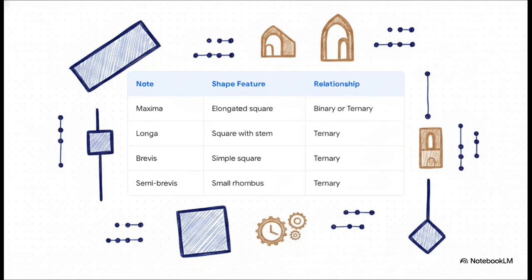You've got the maxima, which is an elongated square, the longa, a square with a stem, the brevis, just a simple square, and the semibrevis, a small diamond or rhombus shape. These shapes locked everything into a strict, highly organized mathematical framework. And if you look at the relationships between them, they're mostly ternary, because in medieval theology, the number 3 represented absolute perfection, so perfect musical time was quite literally divided by 3.